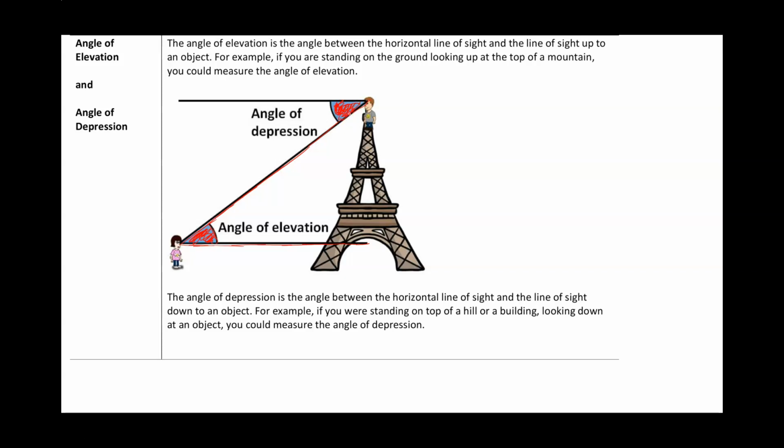Now, if you think back to geometry, these are called alternate interior angles. So when you have two parallel lines, the angles on the inside of a transversal are called alternate interior angles, and alternate interior angles are equal. So in this case, the angle of elevation will equal the angle of depression.